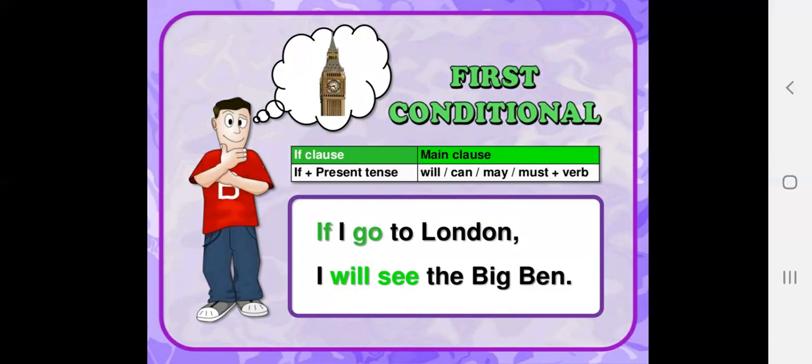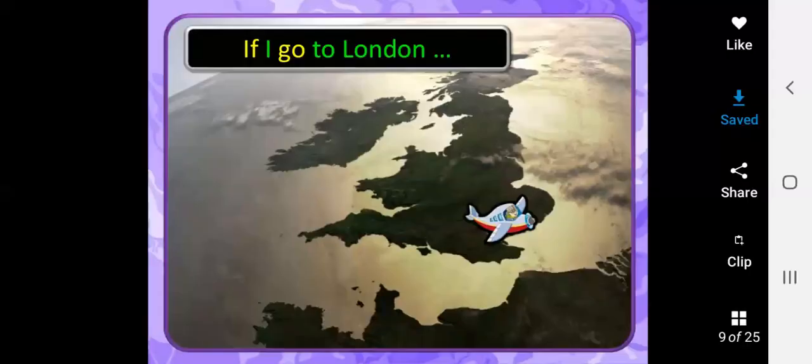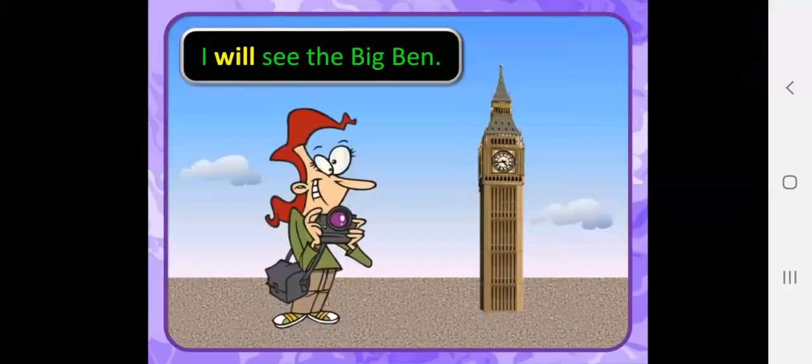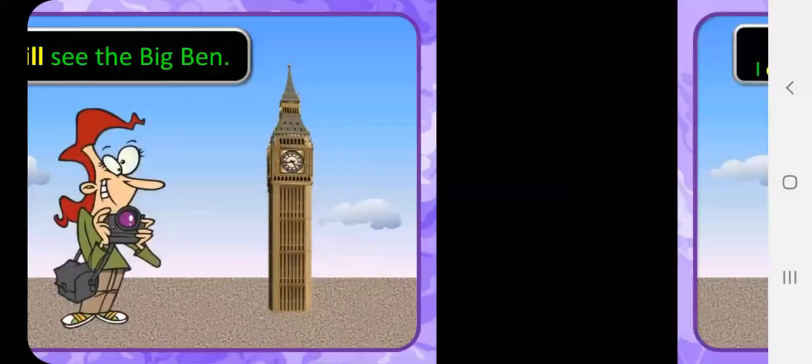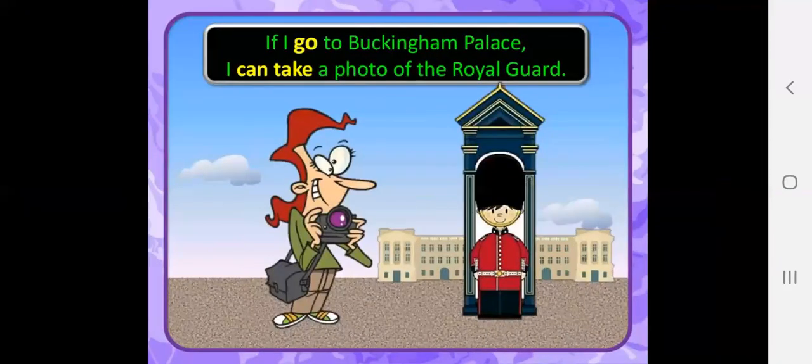the boy is thinking, if I go to London, I will see the Big Ben. If I go to London, what happens then? I will see the Big Ben. That is a plan, it's a condition. A conditional sentence in which we are using will in the main clause.